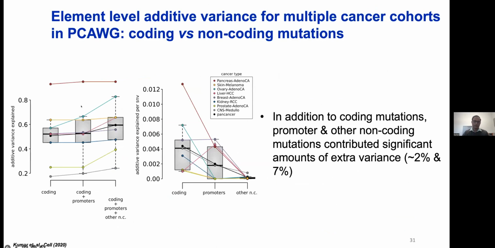And then our stratified model also showed, long story short, that coding non-driver mutations have the most contribution toward predictability of our model, followed by promoters and other non-coding mutations, which again makes sense because you'd expect that coding mutations will have larger functional impact, and that's why they have larger say in predicting the phenotype.